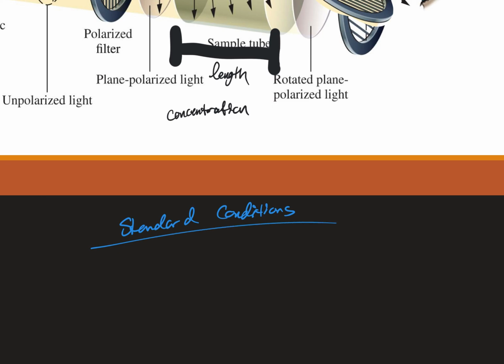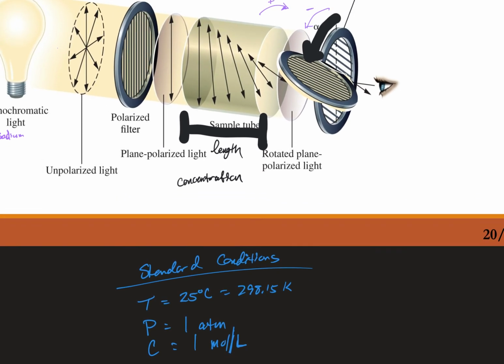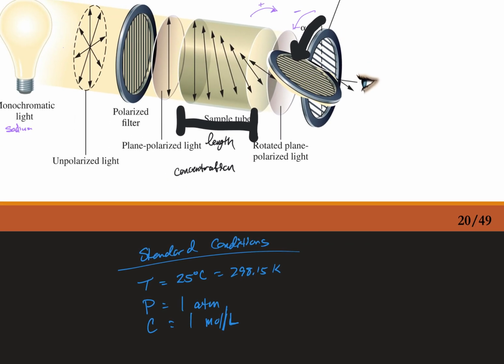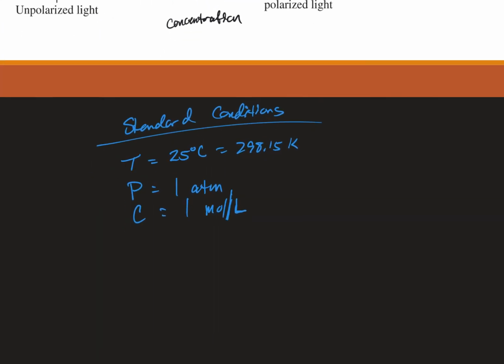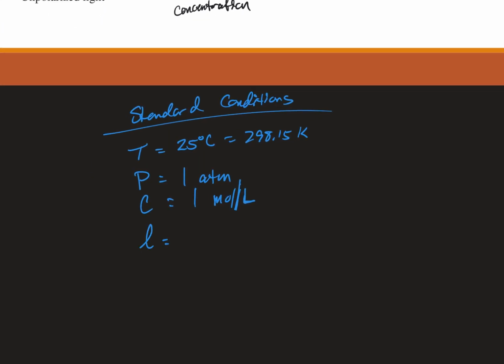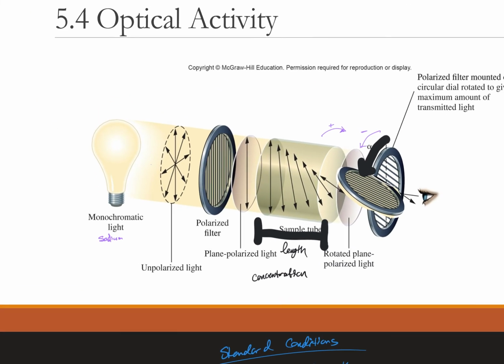So just as a reminder, standard temperature is 25 degrees Celsius or 298.15 Kelvin. Standard pressure is 1 atmosphere. Standard concentration is 1 mole per liter. All right. So the concentration of the sample should be 1 molar. The pressure around should be 1 atmosphere. The temperature 298.15 Kelvin. And then the path length here, L, is going to be 1 decimeter for the tubes, which is 0.1 meters in length. So those are the standard conditions in these polarimeters.